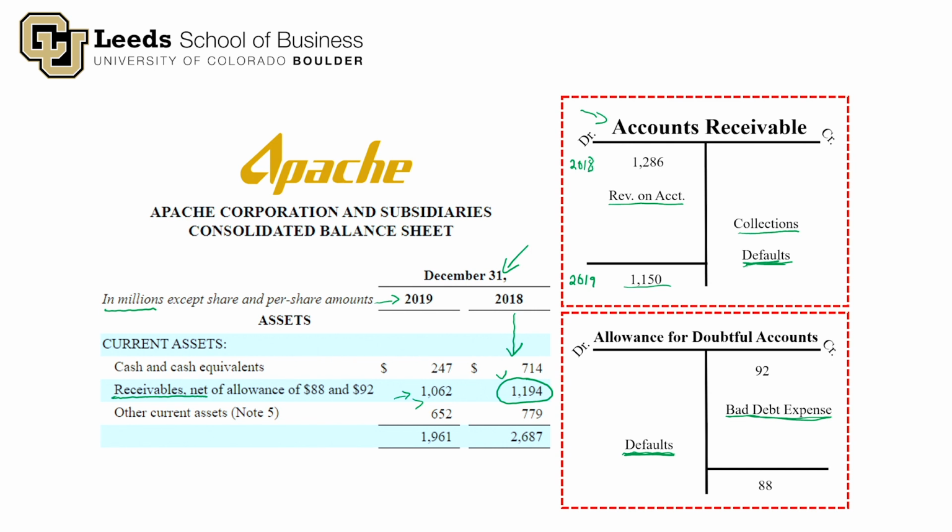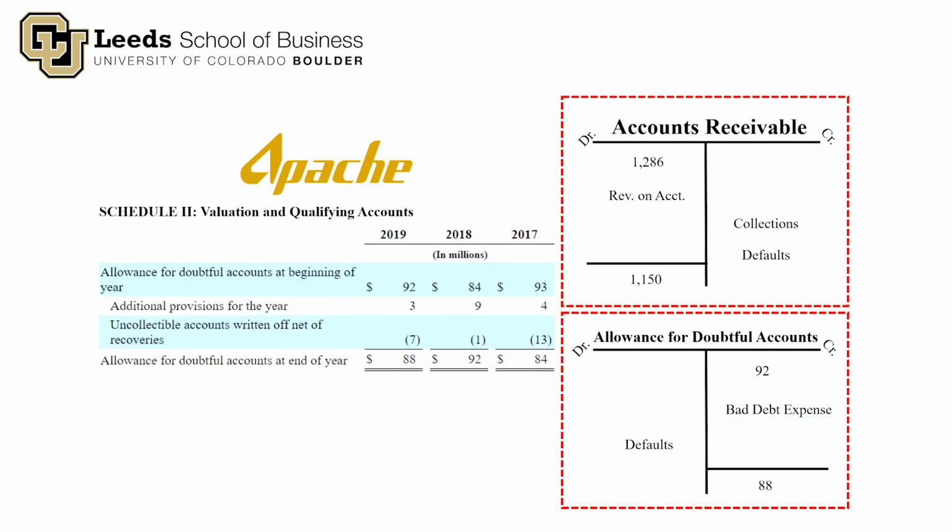And now we need another piece of information, and we're going to more fully fill out the allowance for doubtful accounts T account. And some companies will include in their 10K something called Schedule 2, which is the valuation and qualifying accounts.